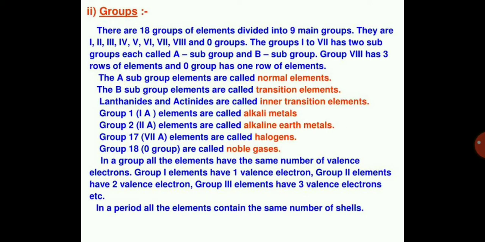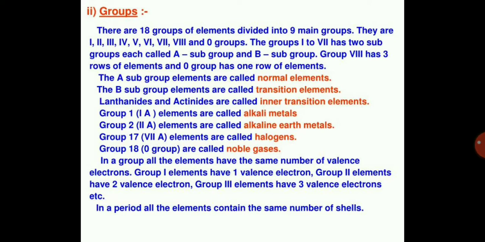Then the groups: there are 18 groups divided into 9 main groups, that is, groups 1 to 7, and the 0 group. Groups 1 to 7 have 2 subgroups each, A subgroup and B subgroup, and the 0 group has 1 row of elements. The A subgroup elements are called normal elements and the B subgroup elements are called transition elements.